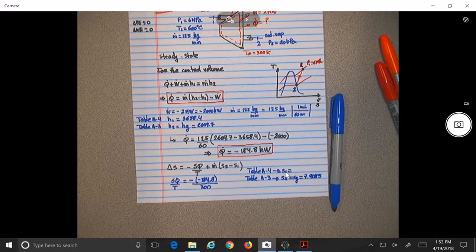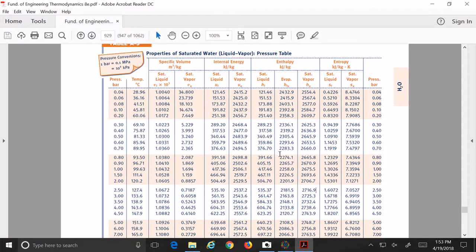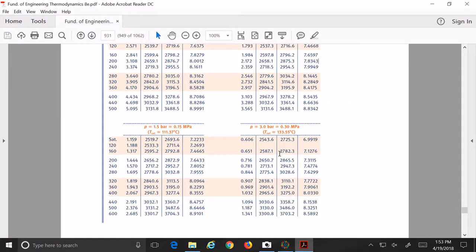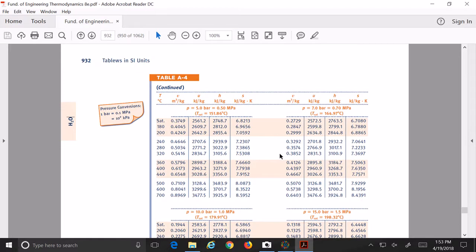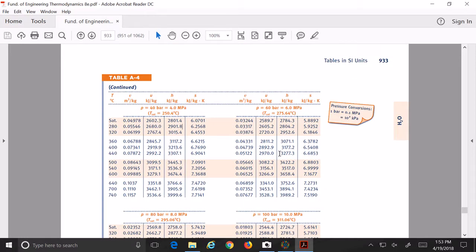And now from table A4 we know that S1 is at 6 megapascals and 600 degrees Celsius, so at 6 megapascals at 600, what is the entropy? 7.1677.